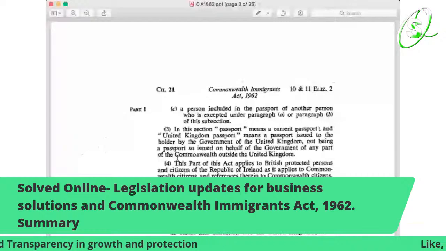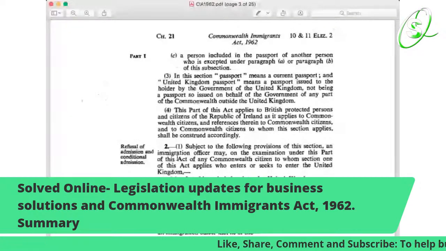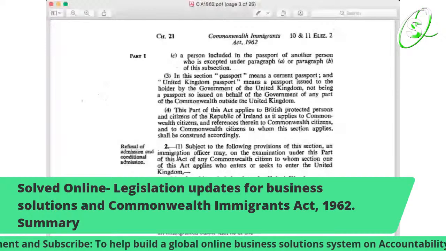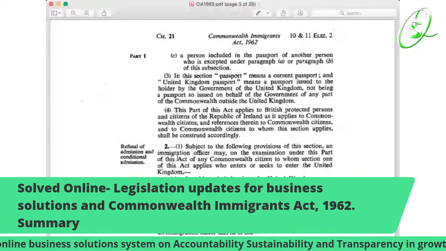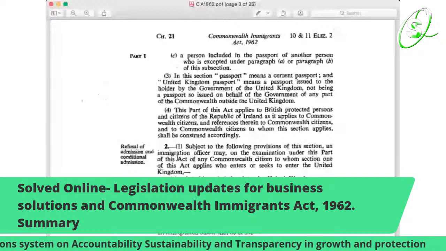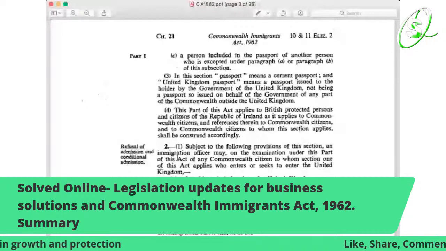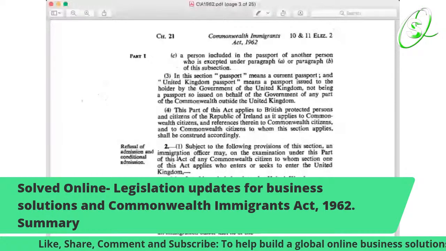And I'm just going to read the fourth one. This part of this Act applies to British protected persons and citizens of the Republic of Ireland as it applies to Commonwealth citizens, and references therein to Commonwealth citizens and to Commonwealth citizens to whom this section applies shall be construed accordingly. So remember, it's just who this section applies to. And like I say, we have to understand.